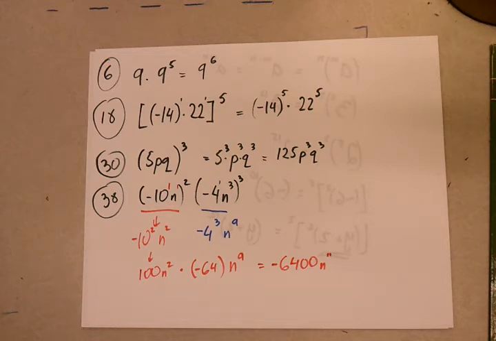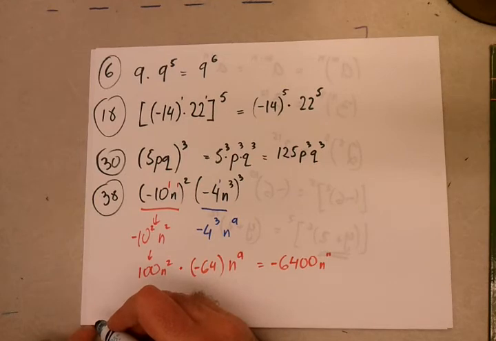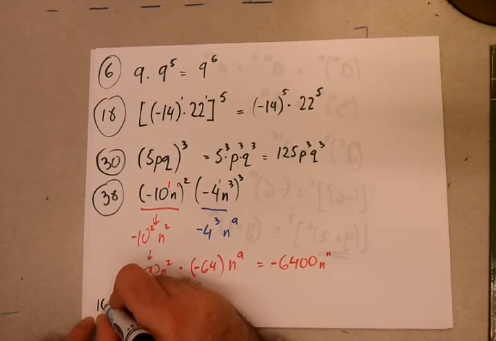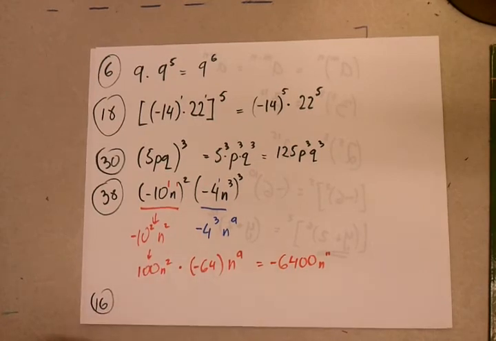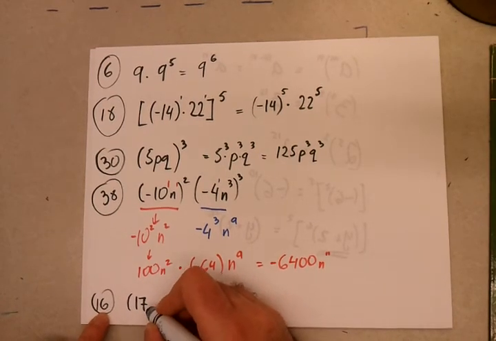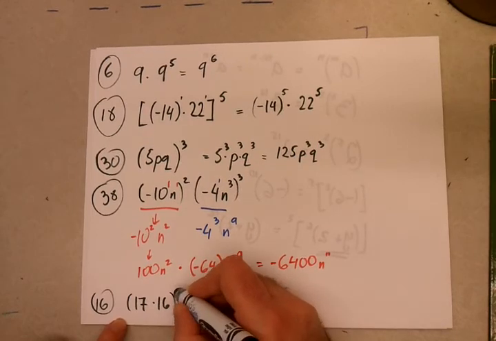Let me do one more. One of the earlier problems, just to make sure that we have no problems. I'll do one of the ones that you were assigned. I'll do number 16 as well down here. So number 16, we have 17 times 16 all to the power of 4.